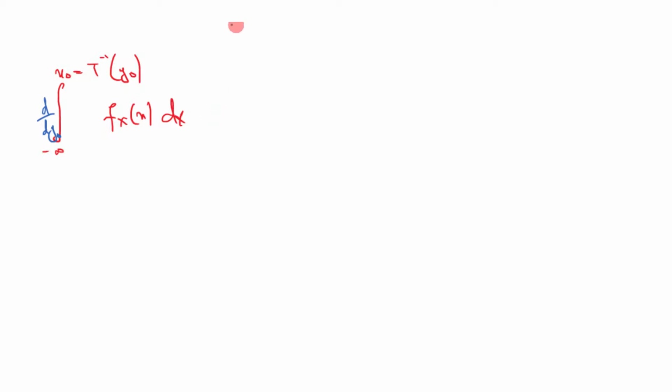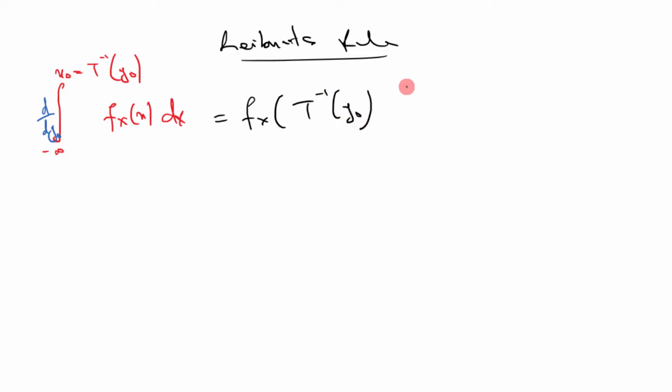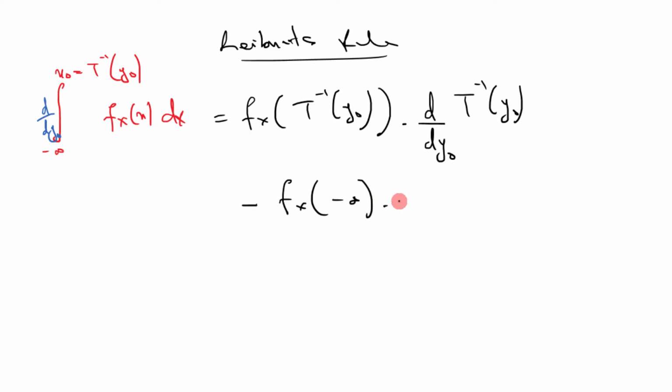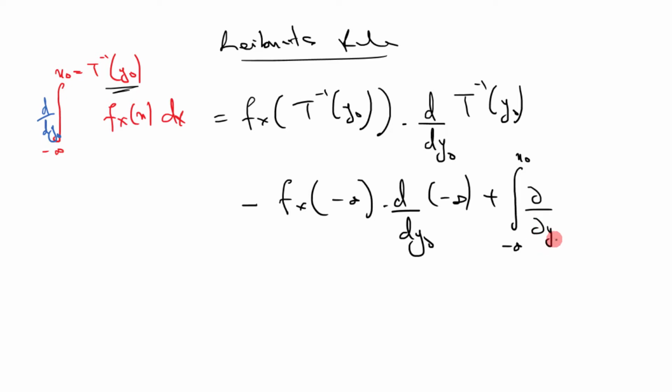Here again, applying the Leibniz rule, this right hand side will be equal to fx of t inverse of y naught into the derivative with respect to y naught of t inverse of y naught, minus fx of minus infinity into the derivative of minus infinity, plus the integral from minus infinity to x naught, which is basically this thing, of the partial derivative with respect to y naught of fx of x dx.